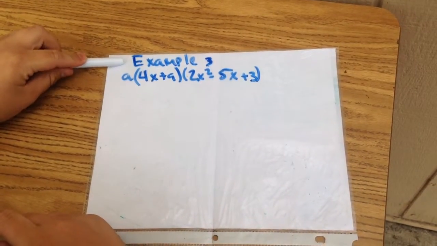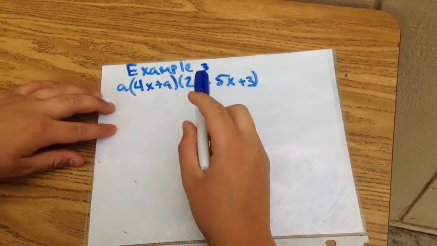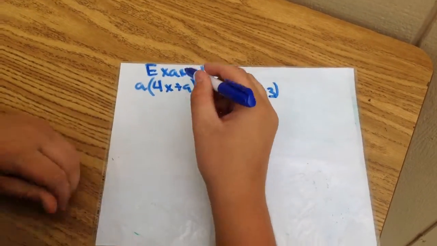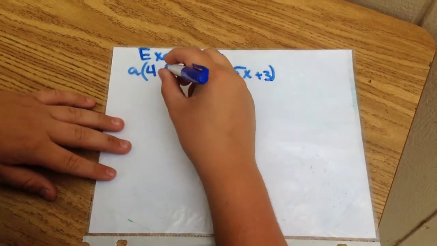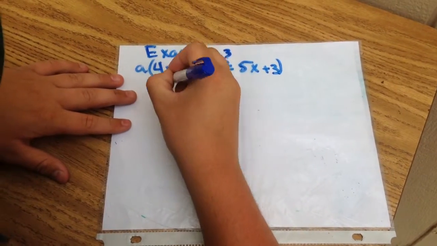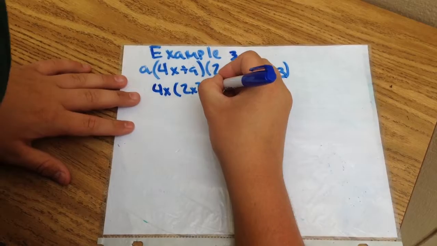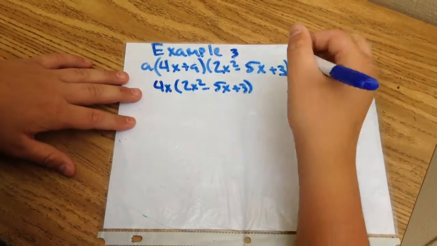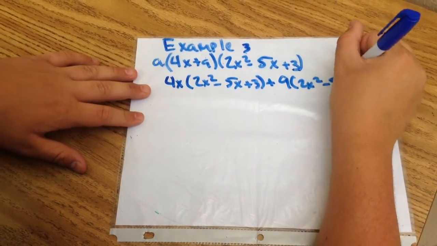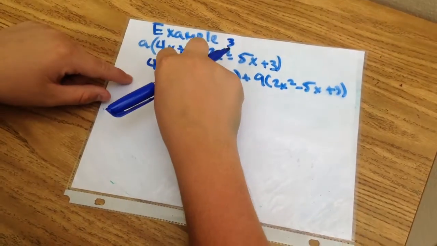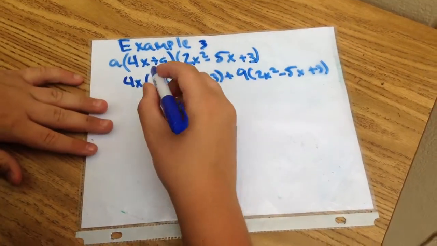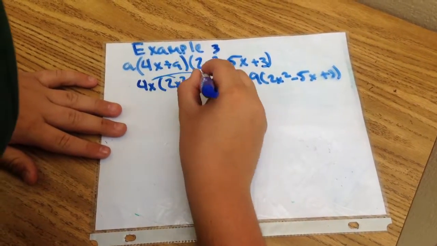Okay, so in example 3, now we have a binomial here and a trinomial here. So what we need to do is we need to distribute this binomial to each term. But you notice you can't just distribute one number, you have to distribute both of these terms here. So you're going to write it out as 4x times 2x squared minus 5x plus 3, and then plus 9 times 2x squared minus 5x plus 3. So basically you're just splitting up this binomial here and multiplying them both by the same expression. So by using the distributive property, you're just going to distribute each of these to each term here.